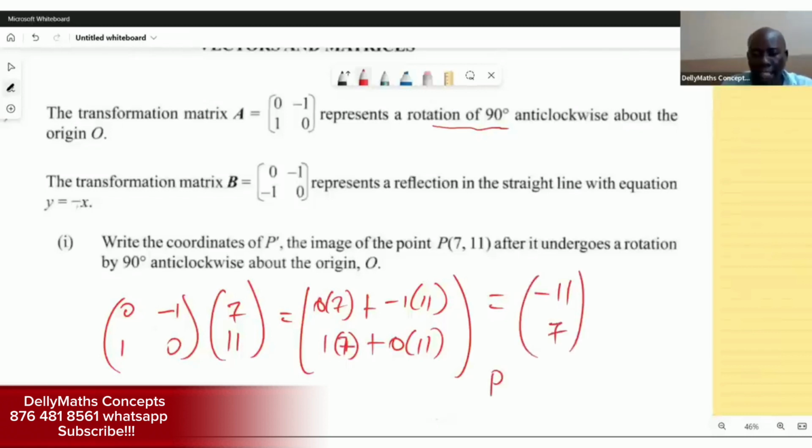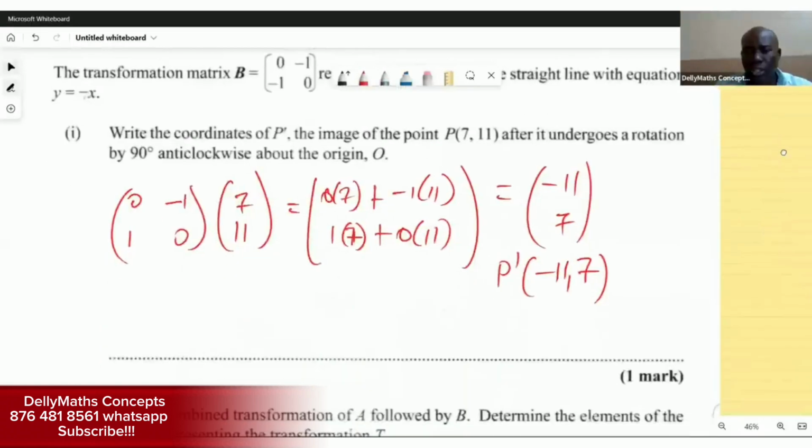But the coordinate of P prime is actually, let's write it properly. The coordinate of P prime has to be written like this, -11 with a 7. So we have to be careful how we actually represent what they ask. So -11, 7, that's for that. Now let's go further.